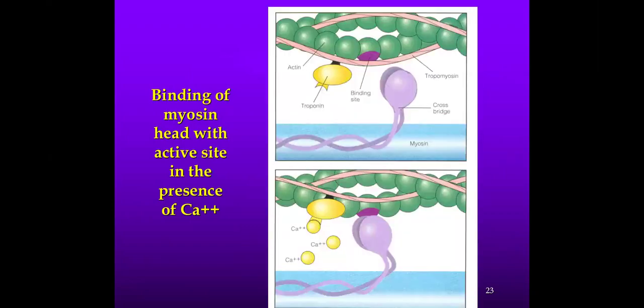Binding of the myosin head with the active site occurs in the presence of calcium, because calcium is very necessary for this contraction, and hence the attachment of that myosin head with the active binding site on the F-actin.